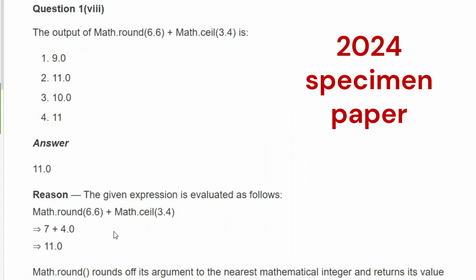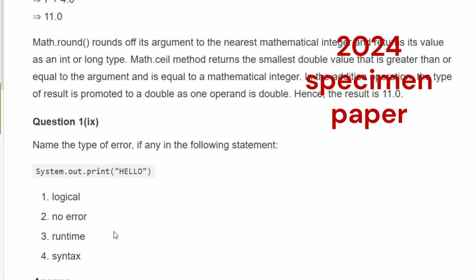System.out.print hello. Name the type of error. There is no semicolon. Semicolon missing, so this is a syntax error. Syntax error is the grammatical error. Runtime error is anything divided by 0 or square root of a negative number, which is not possible, which is indefinite. And logical error is when there is an error in logic.